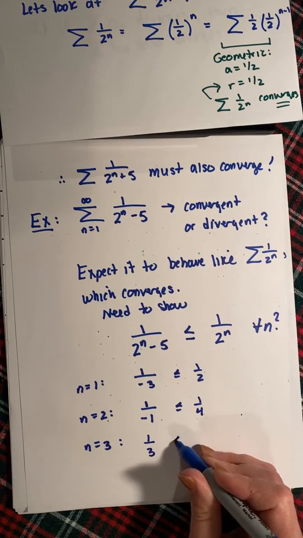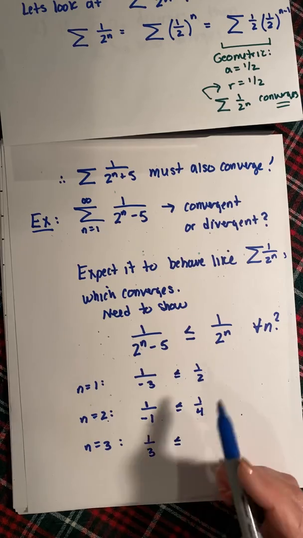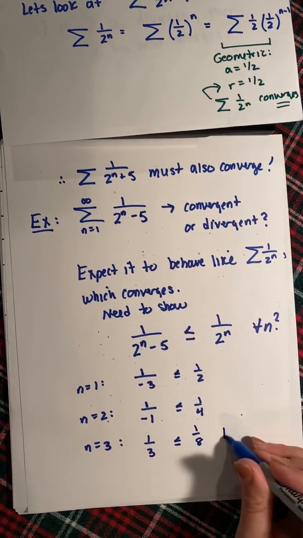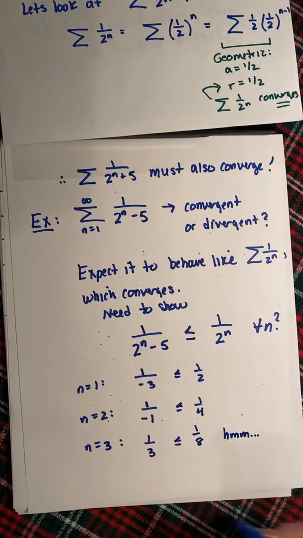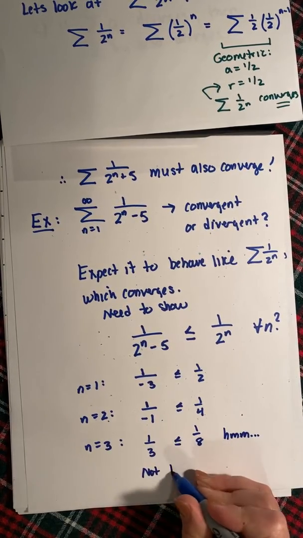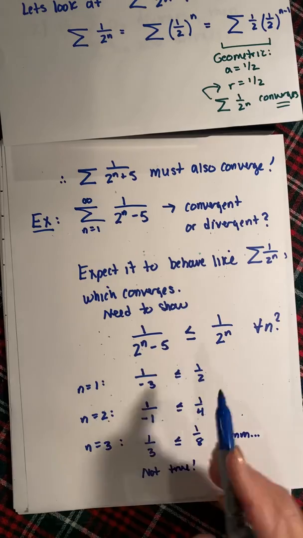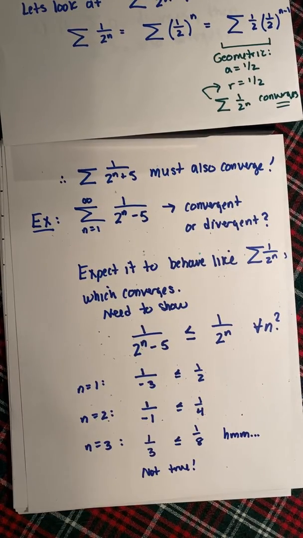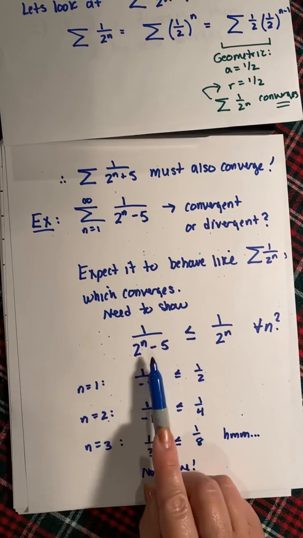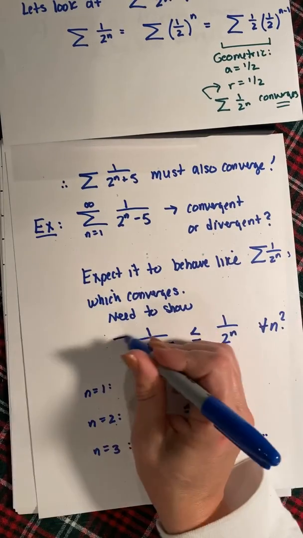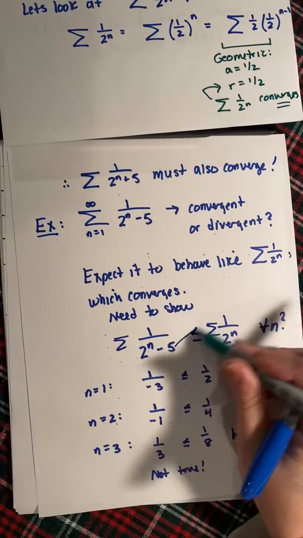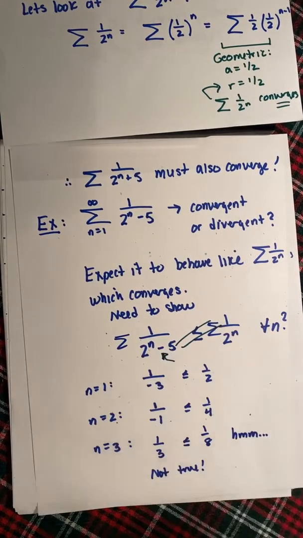Oh, wait, hold on. For n equals 3, 2 cubed is 8, so we get 1/8. Not true. So this, in fact, isn't true starting at 3. So this series is not bounded above by this series. It's not true. So be really careful with the signs here.